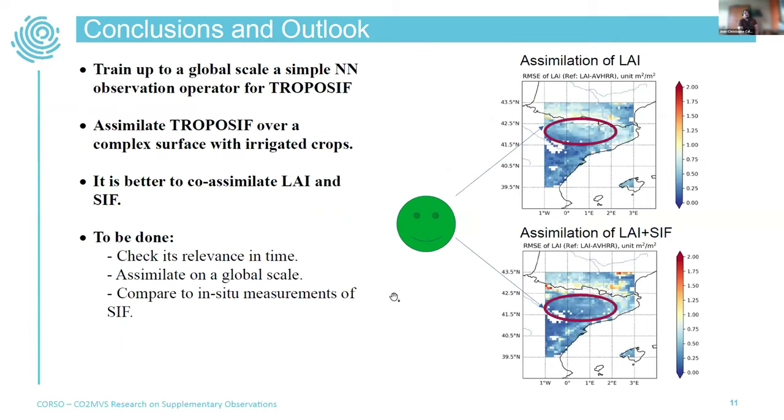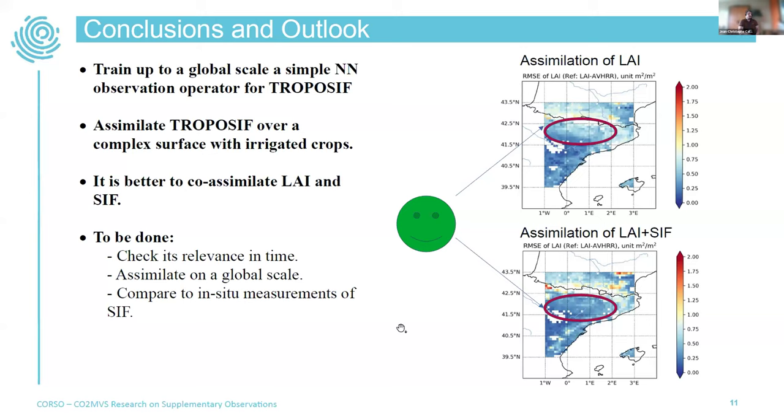To conclude, we trained, up to the global scale, a simple neural network observation operator for TROPOSIF. We managed to assimilate TROPOSIF into a small domain, but one which has a very complex surface with irrigated crops. We showed that it is good to assimilate SIF, but even better to co-assimilate LAI and SIF. Here you have the RMSE of LAI by only assimilating LAI, and here by assimilating both observations, and we get much better results.